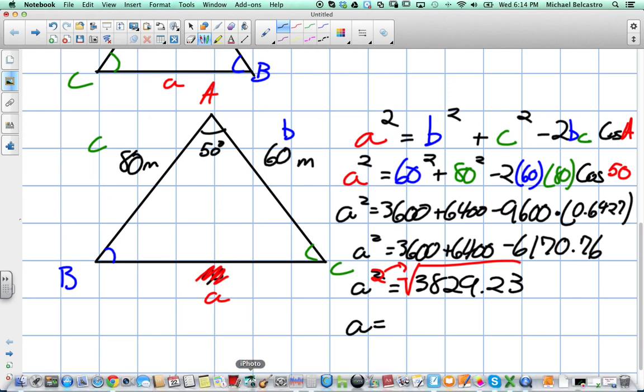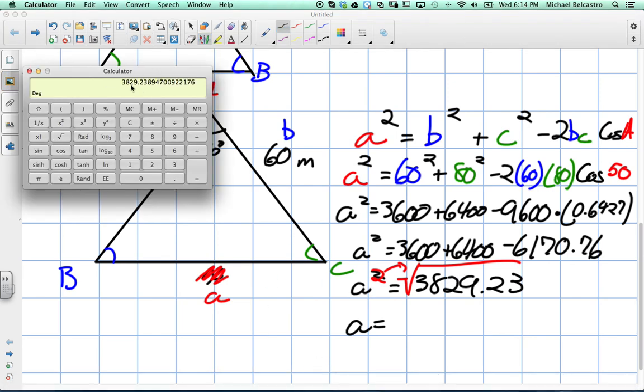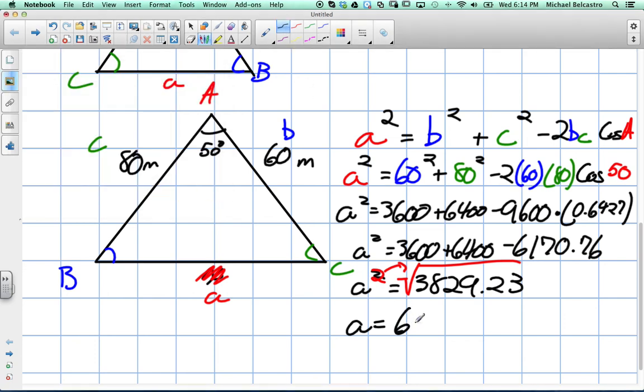So I'll find the square root of that. Again, what's great is that number's still in my calculator, so I only have to hit one button. I just have to find it. Where's my square root button? Oh, here it is. So I just hit this button, and it's going to find the square root of this number, 61.88. So a is equal to 61.88, which makes relative sense, 61.88 meters.